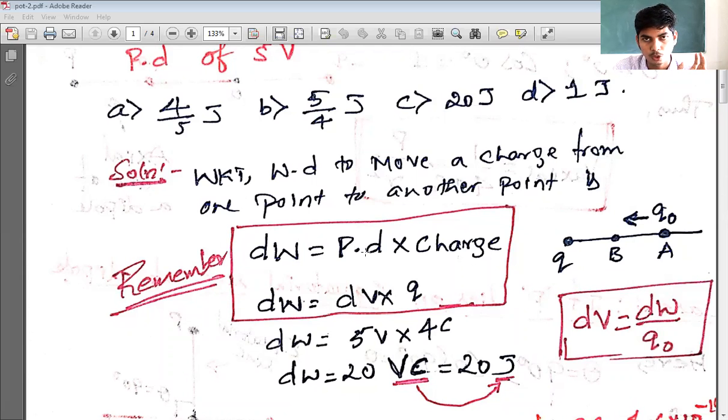V represents potential difference. C represents charge. C is coulomb. Volt into coulomb gives us work done. What is the unit of work done? Joule. So volt into coulomb represents joule.